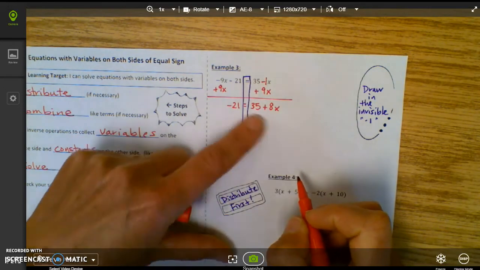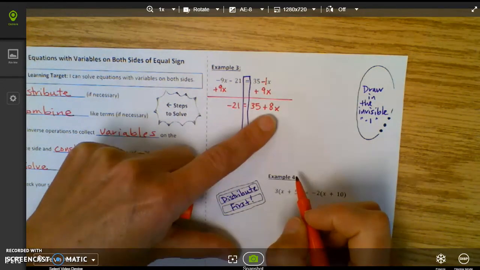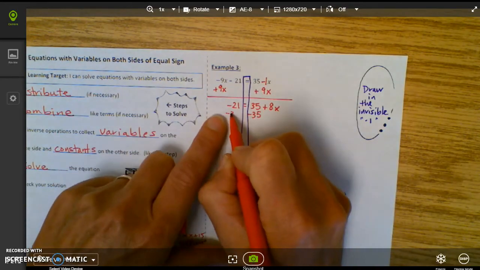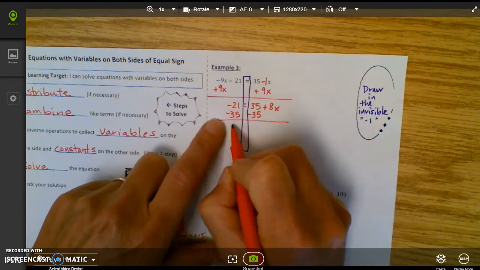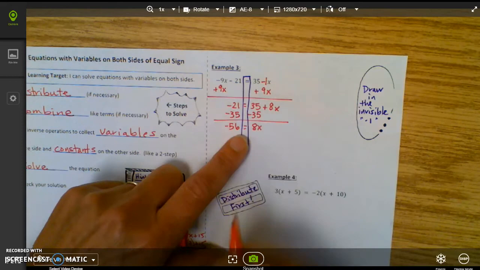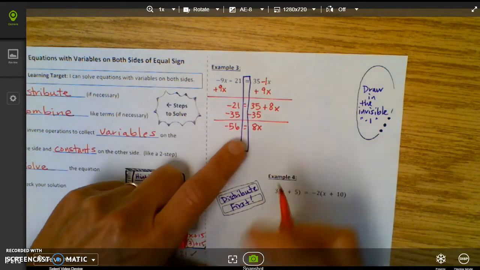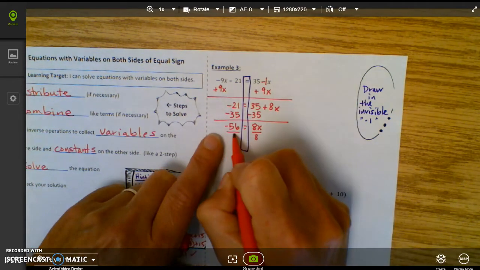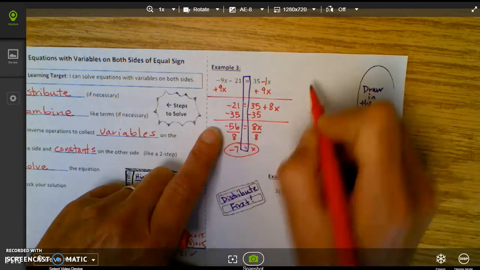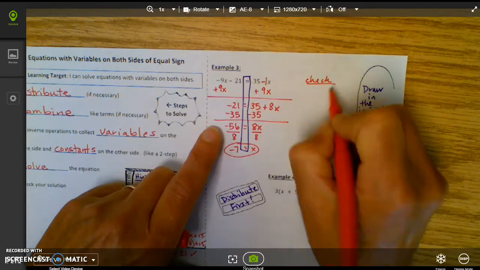So from here down, remember, you've got to solve for x. And in 2 steps, we should be able to move our constant term over, the 35, negative 35, and combine them carefully. And then at the very end, we still have our 8 that we're going to divide by. So negative divided by positive is a negative. And we're going to plug that in to check.